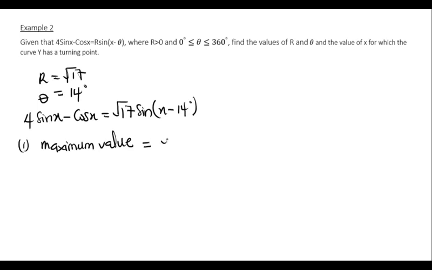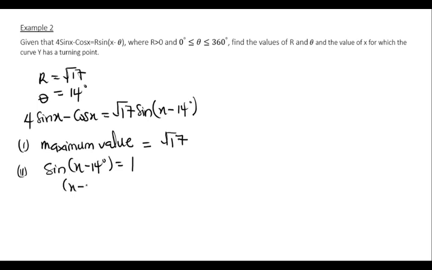Alright, so from here we can see our maximum value is equal to root 17. Okay, and then the turning point over here is the point at which the maximum value occurs. So that will be what? Our turning point of y over here will be when sine x minus 14 degrees is equal to positive 1.